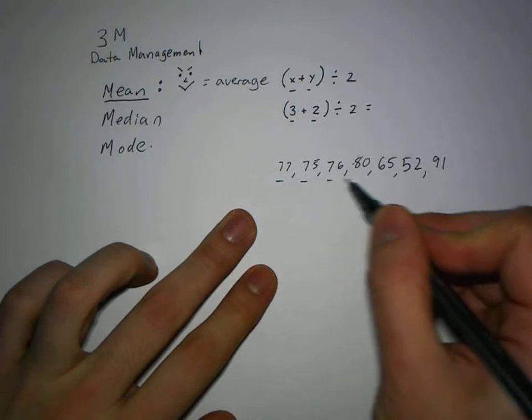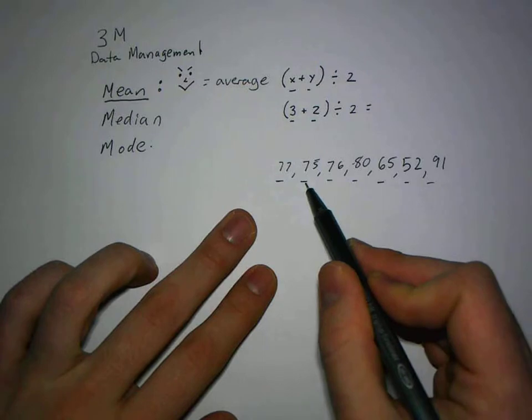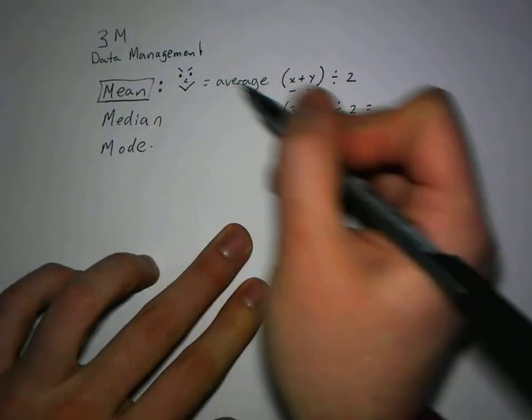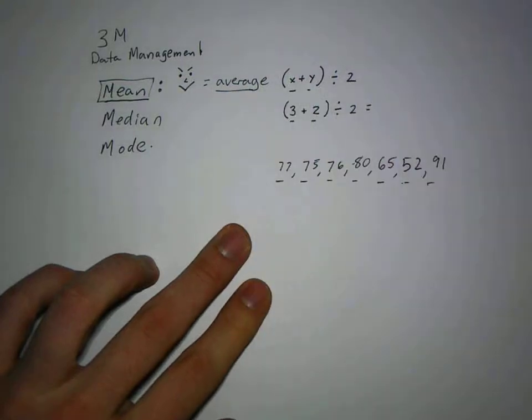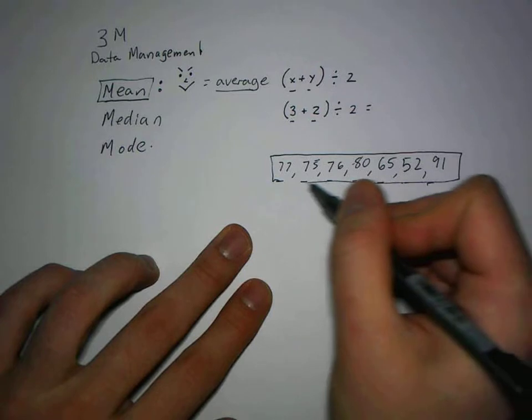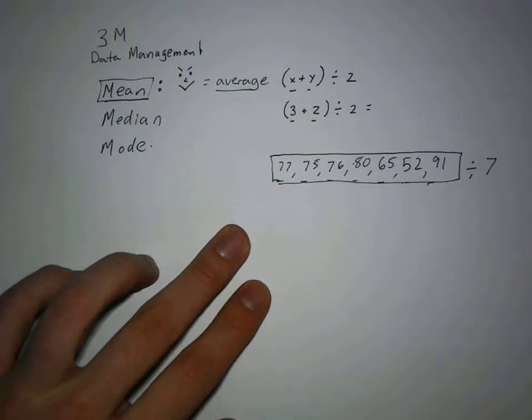How many digits do I have here? 1, 2, 3, 4, 5, 6, 7 digits. So in order to find the mean or the average, all you have to do is add all these up together and then divide it by the number of digits there are. How many digits were there again, Taylor? 7. So I'm going to put a 7 there.